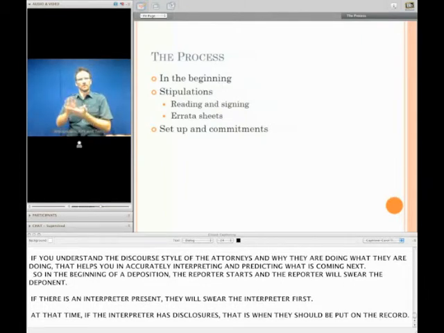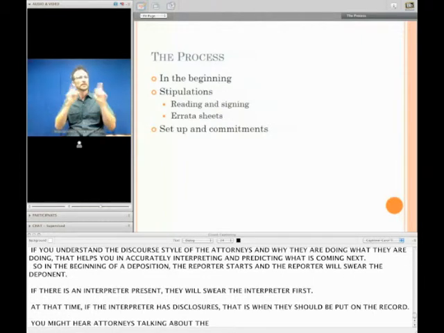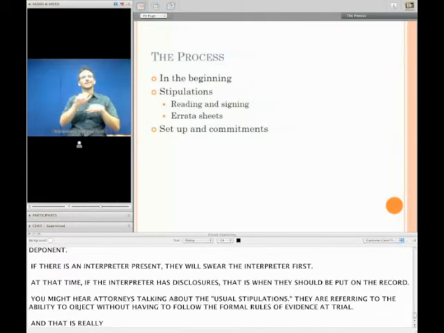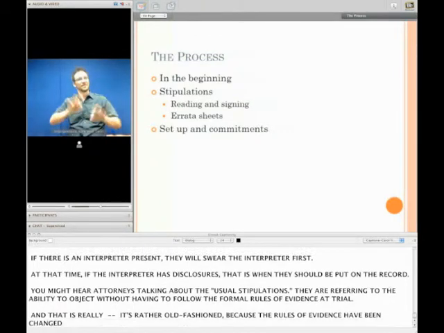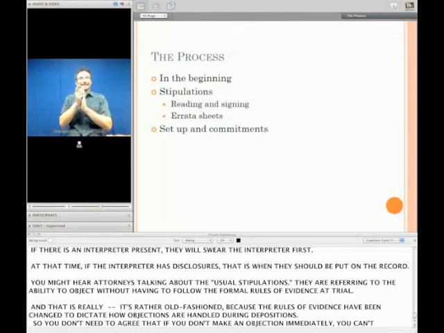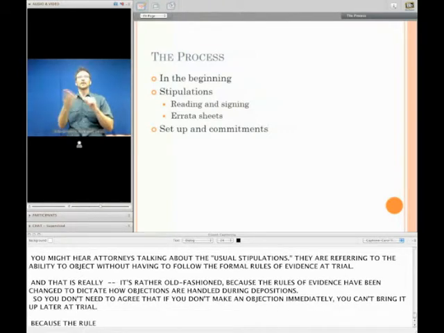You might hear attorneys talking about the usual stipulations. They're referring to the ability to object without having to follow the formal rules of evidence at trial. And that's rather old-fashioned because the rules of evidence have been changed to dictate how objections are handled during depositions. So you don't need to agree that if you don't make an objection immediately, you can't bring it up later at trial because the rules of evidence already say that you can.